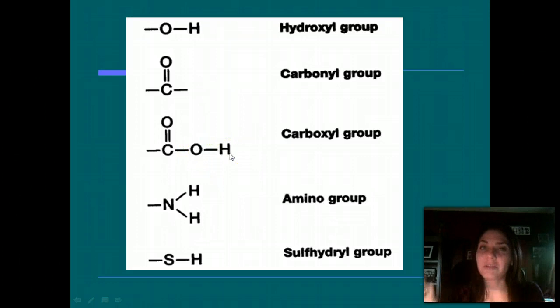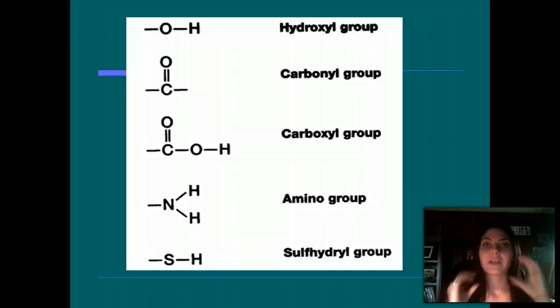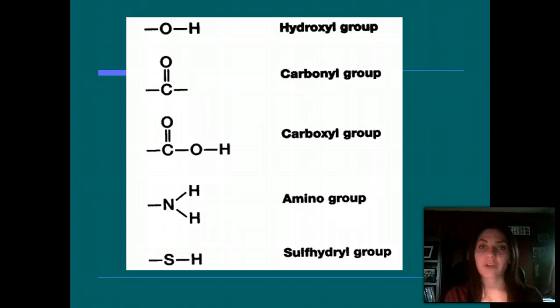It's not always going to be nice and neat in a single little line. We're always going to have little branches that go out. So it's not just going to be C, O, O, and then an H. You're going to have some type of structure that you have to work with. We have our amino group right here, NH2, and then we have a sulfhydryl group. The S, sul, is standing for the S, and then hydryl is talking about a hydrogen. So sulfhydryl.